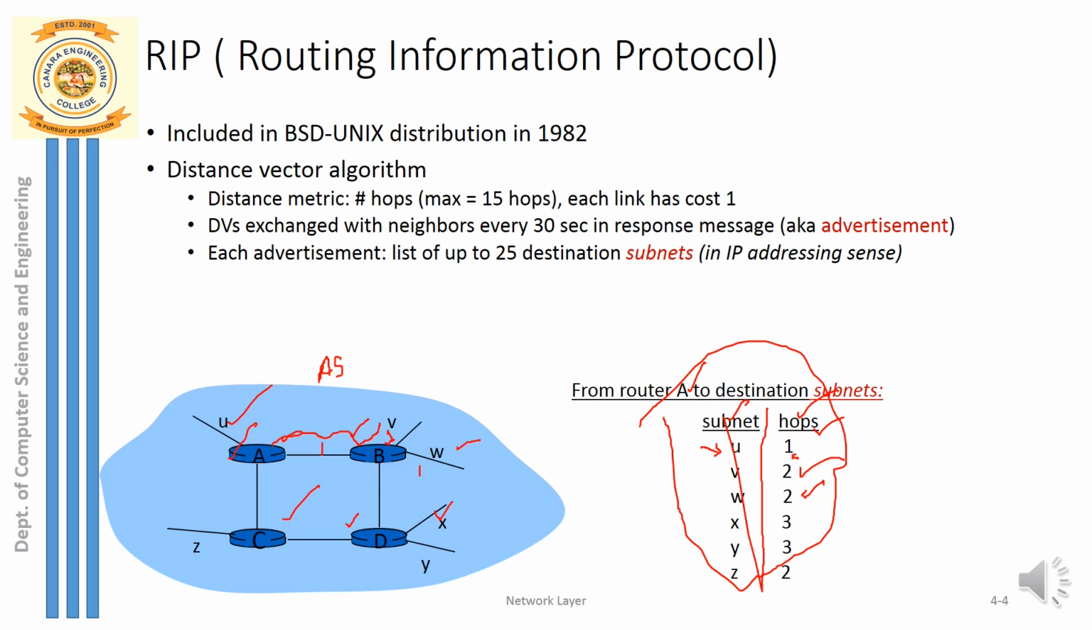Next we have the subnet X. Subnet X is reachable from A via B and D. So the number of hops is 1 plus 1 plus 1, total 3 hops. Similarly, the subnet Y also is reachable from A through 3 hops. Finally, our subnet Z is reachable from A in 2 hops. So this information is maintained in the forwarding table of router A. The same kind of forwarding table is also calculated at router B, router D and finally router C also.